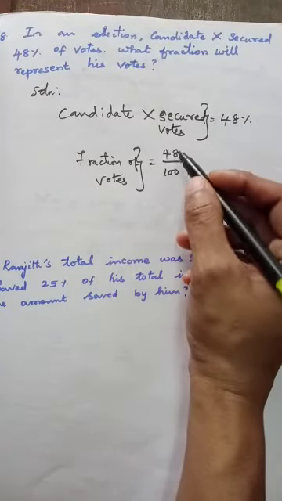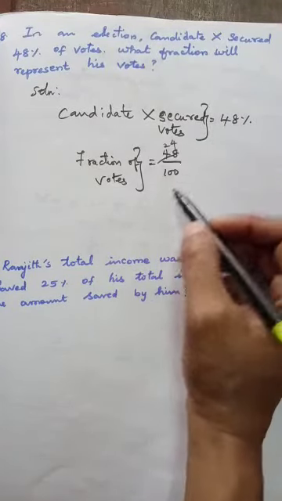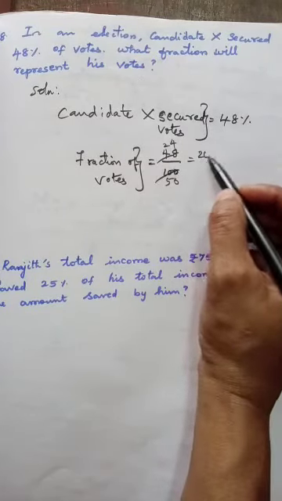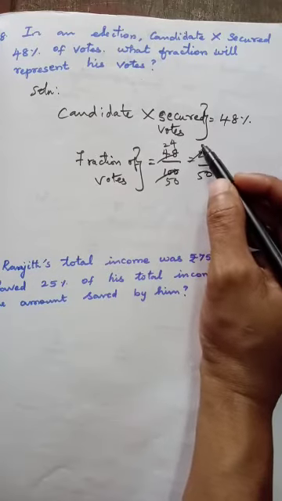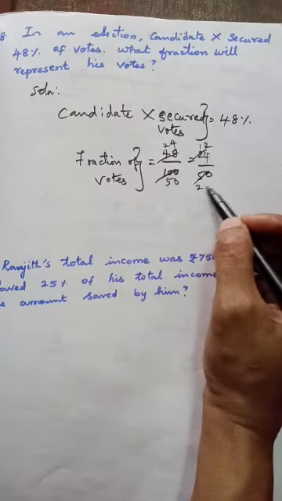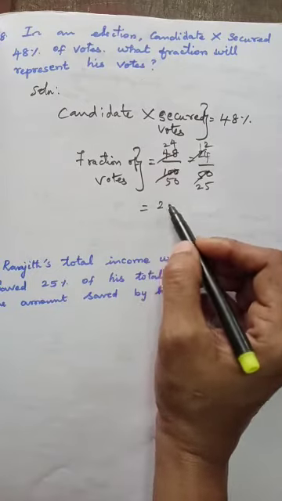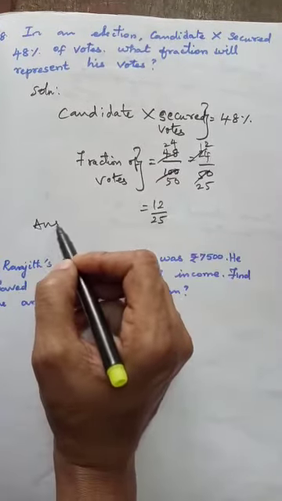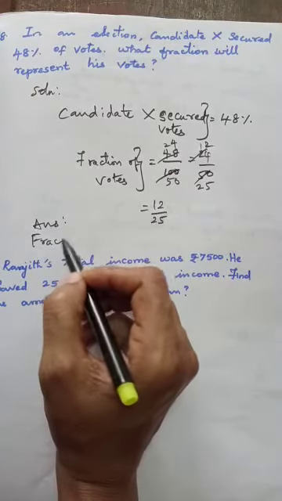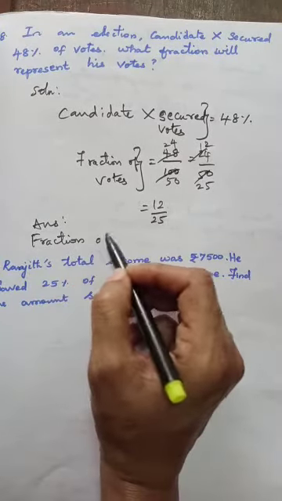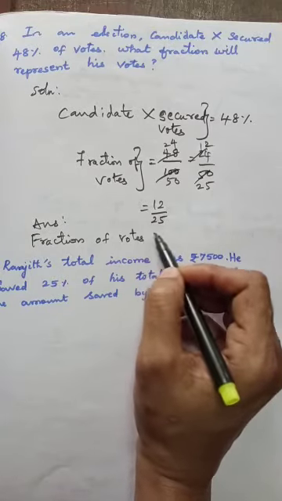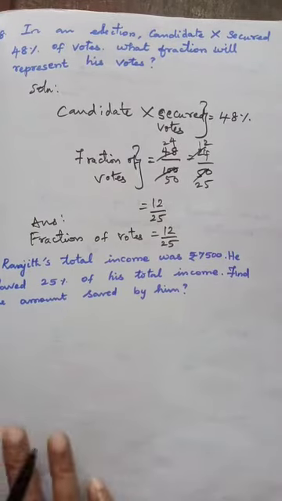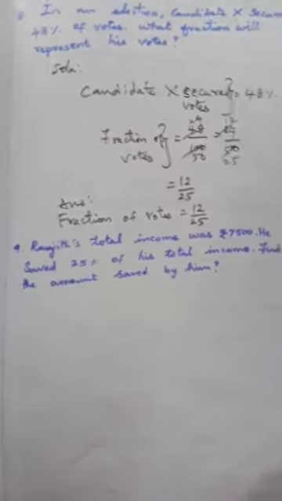So 48 means 24, here 50. Again you can cancel. Then 24 by 50, isn't it? Again 1 times, 2 times, 12 by 25. So the fraction of votes is 12 by 25. So answer, fraction of votes is equal to 12 by 25. Okay, then we shall move to the next problem, that is the 9th problem.